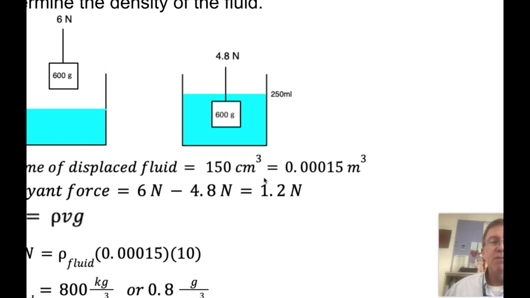So if I divide this by 1,000,000, I get this. And if you forgot, 1,000,000 is 1 followed by 6 zeros. So now I know how much volume was displaced. Now I need to know what the buoyant force is. Well, the buoyant force is this.